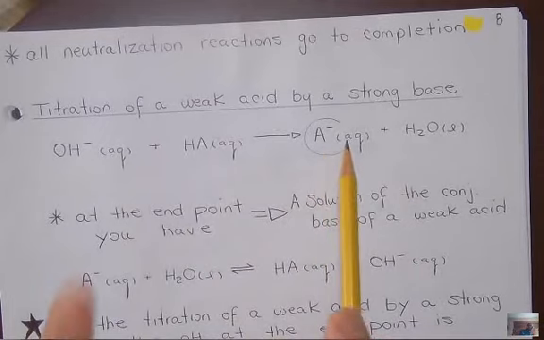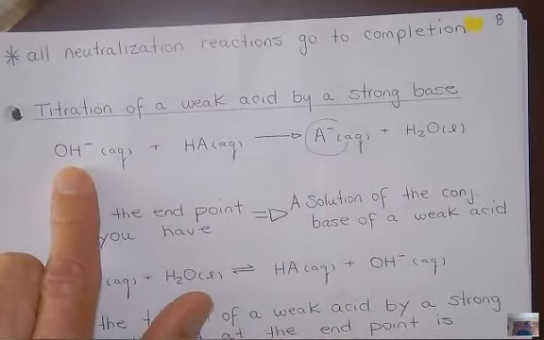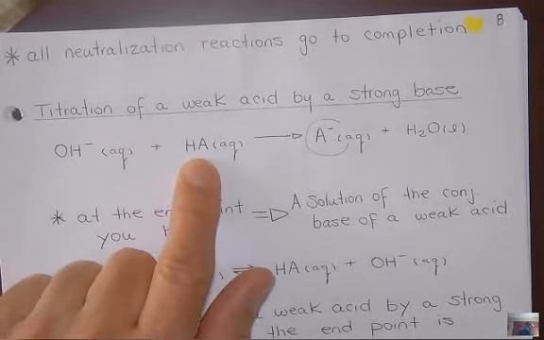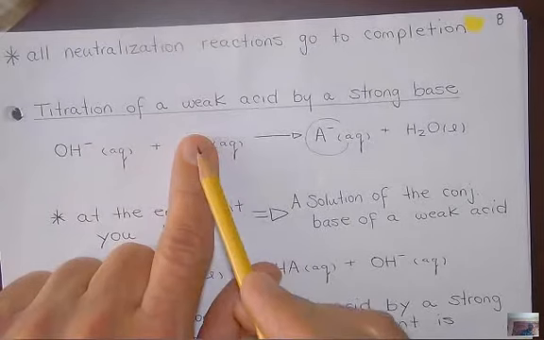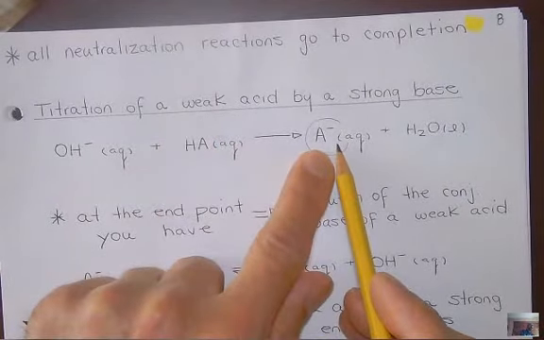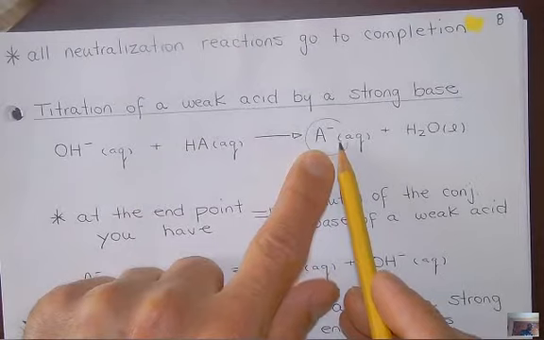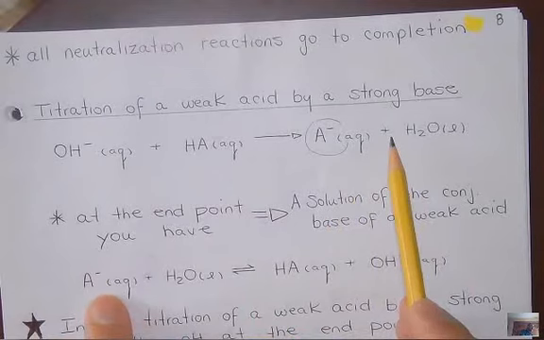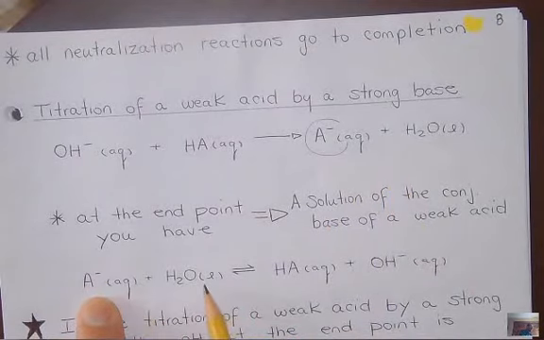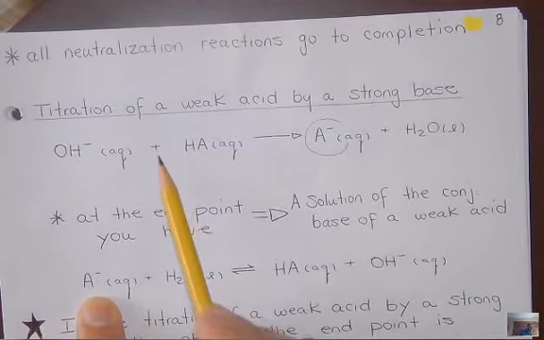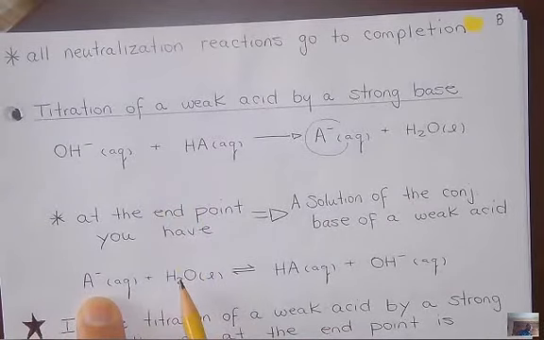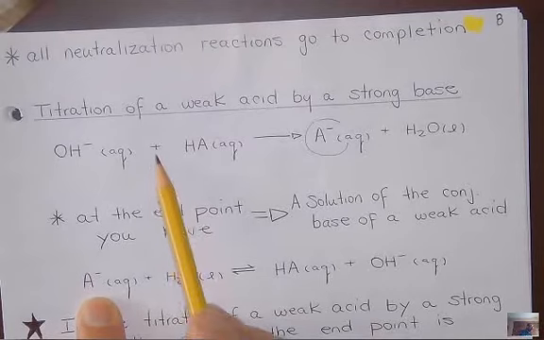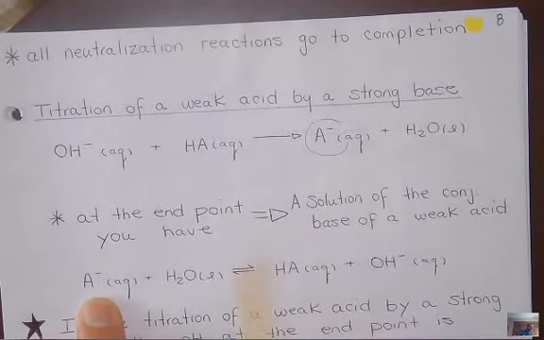When you get to the end point, you've added the correct amount of sodium hydroxide to knock out every bit of the HA. So there's none of this anymore, and it's all over here, right? So at the end point, I basically have a solution of the conjugate base A-. The only thing A- can do is react with water in the hydrolysis reaction. This one's neutralization, this one's hydrolysis. Hydrolysis is the reaction with water. Neutralization is the reaction to make water. So it can turn around, make a little tiny bit of the HA back, and make hydroxide.